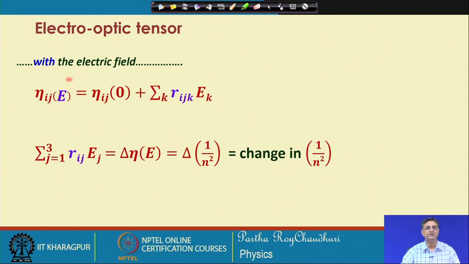Once I have the change in the impermeability tensor, I can add this change to the original to get the new ellipsoid, and from the new ellipsoid, by diagonalization or by Euler angle rotation, we can calculate the new principal refractive indices, and from there we can calculate the birefringence, retardation and all other associated properties. That is, in summary, the task that has to be done.